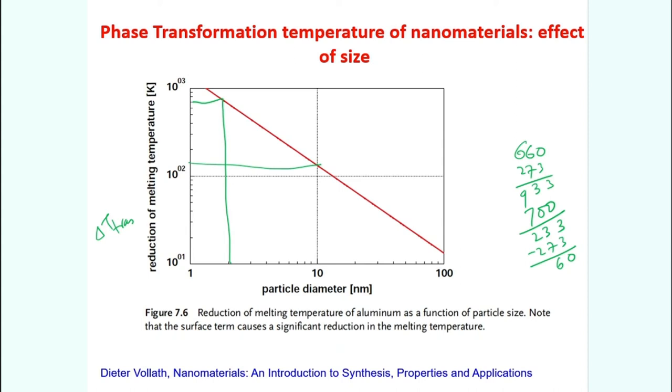But you cannot produce a 2 nanometer aluminum particle. It will not be stable. It will be fully oxide. It's so reactive with the atmosphere.